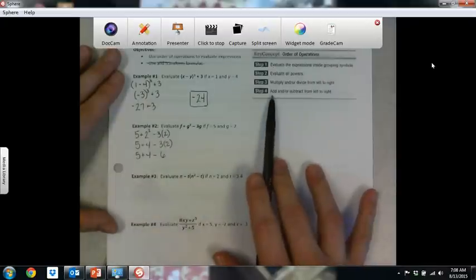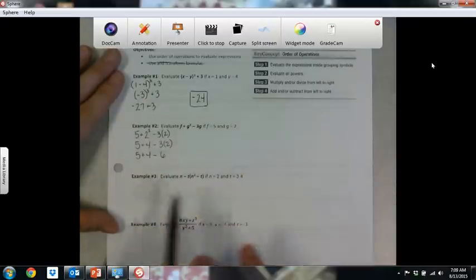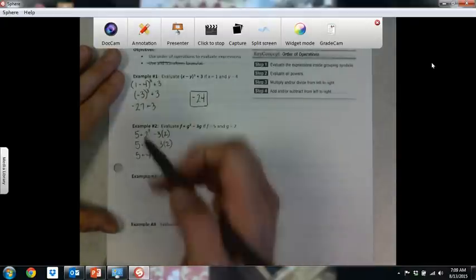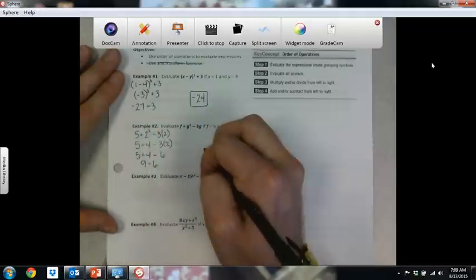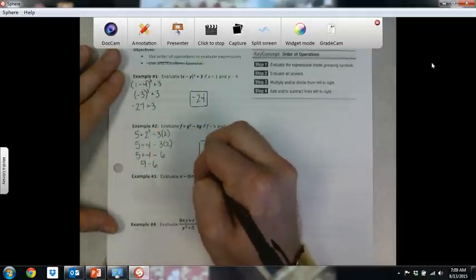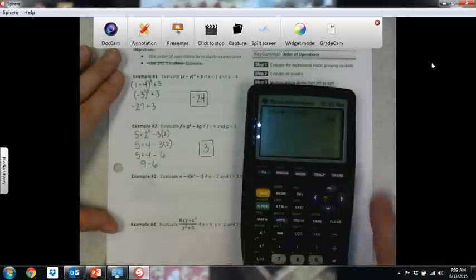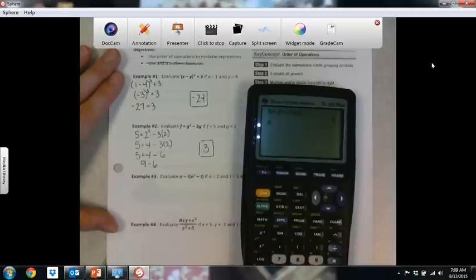And then the last step is to add and subtract from left to right. So the first thing I'm going to do is 5 plus 4, which is 9, minus 6. And 9 minus 6 is 3. So I can always double check that. I'll go back to my calculator here. And I'm going to say 5 plus 2 squared minus 3 times 2 gives me 3, which is the answer I got.